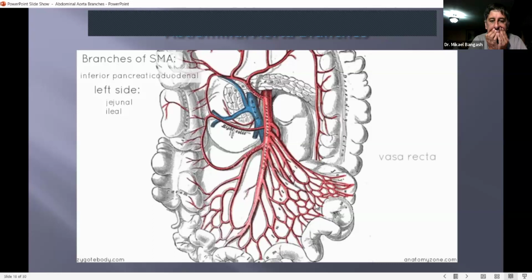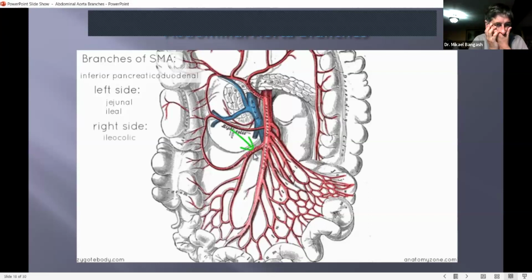These straight vessels are called vasa recta. In Latin, vasa means vessels and recta means straight. You've got vasa recta in the kidney, and it just means straight vessels. So the distal vessels are called vasa recta. We've taken a look at the blood supply to the jejunum and the ileum, and next we'll move distally and take a look at the next branch of the superior mesenteric artery.